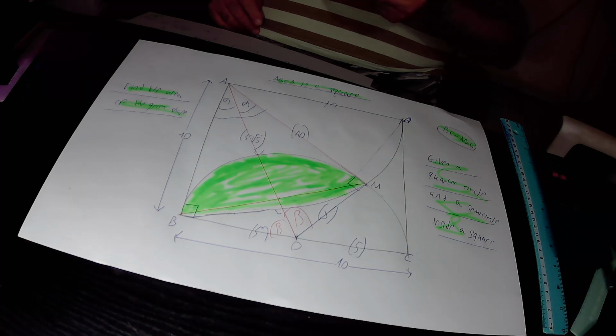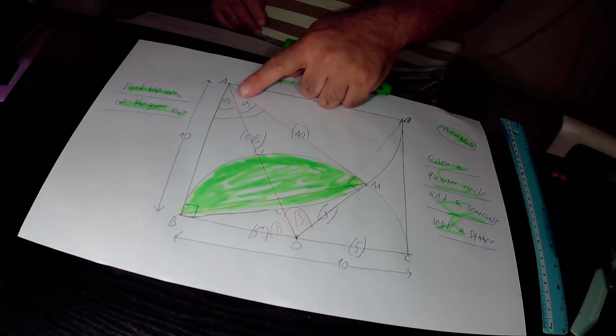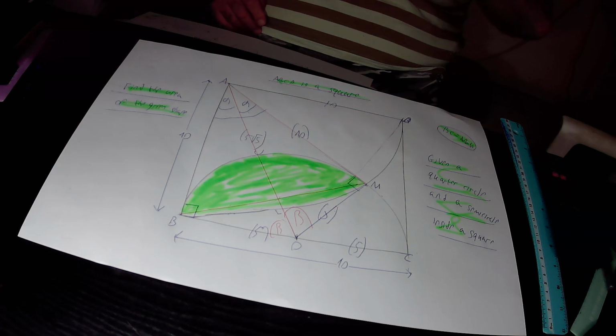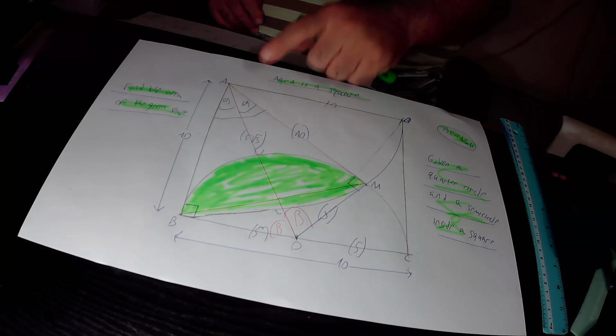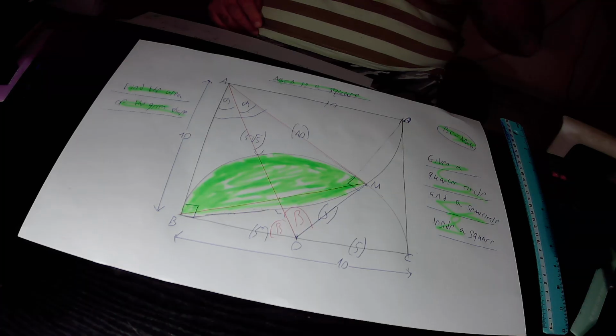And therefore 2 alpha equals 2 times 26.565, this is 53.1 degrees. So 2 alpha equals 53.13 degrees in its size.